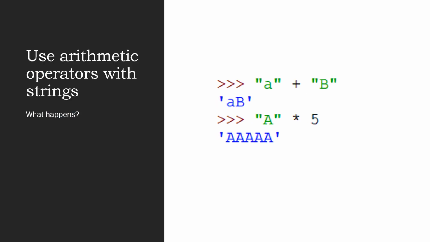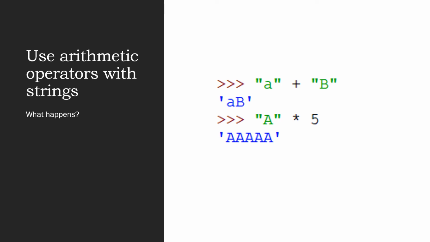You can actually use two of these arithmetic operators with strings as well as with numbers, but it has a slightly different effect. If you put the plus sign in between two strings, the result is a longer string made of the two strings joined together. The technical term for this is concatenating. You can see this example here, A plus B equals a string which is AB.